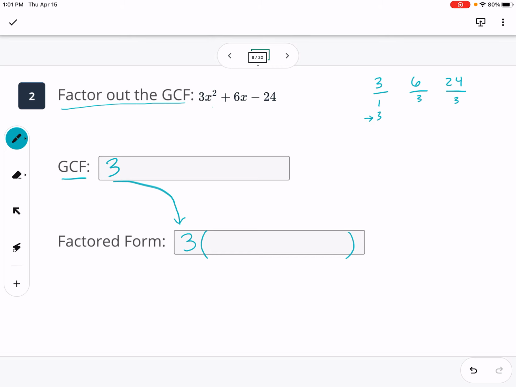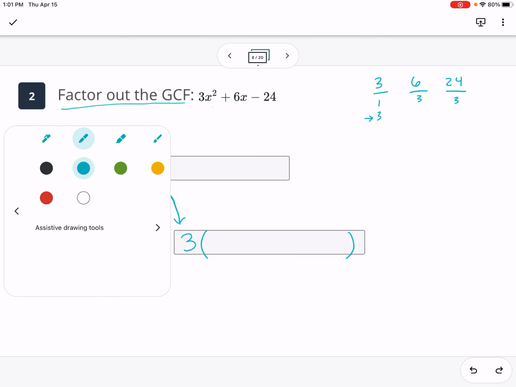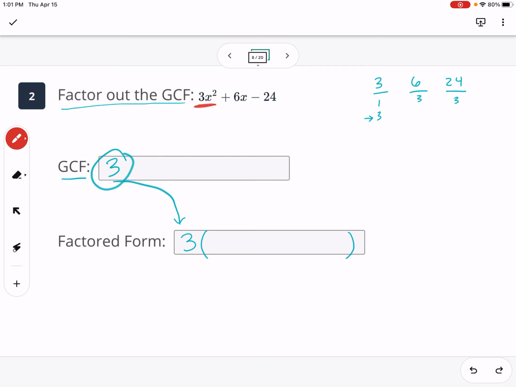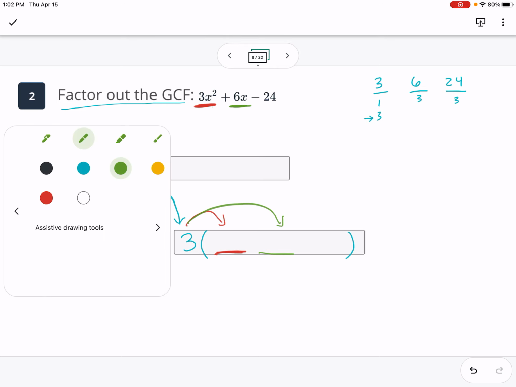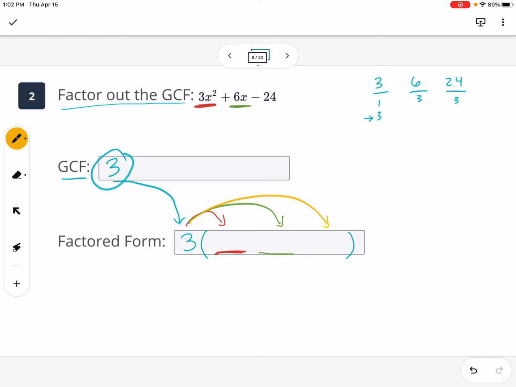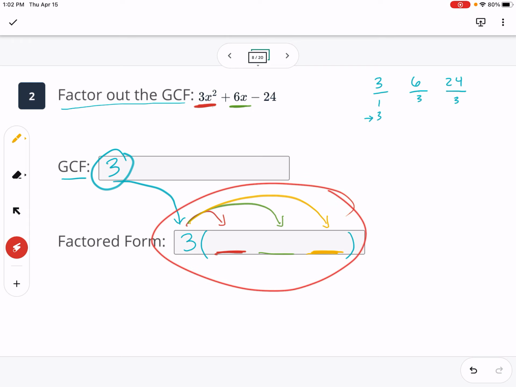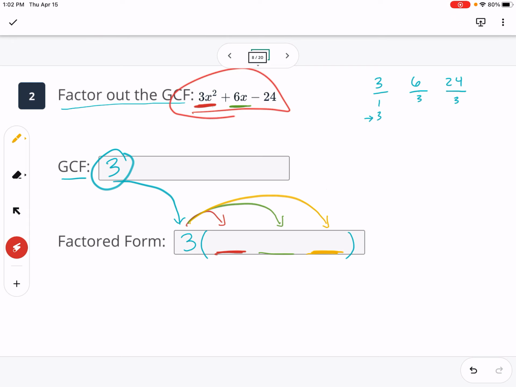So now, what I'm doing is I am taking this greatest common factor out of this. Okay, so I'm doing the opposite of multiplication. So what I want to know is, to get this term, 3 times what equals that term, right? And then I'm going to do the same. I'm going to say 3 times what equals 6x. And I'm going to do the same for negative 24. 3 times what equals negative 24. And when I do this multiplication, I will get back my original answer. So I'm going to do that to check when I'm done.